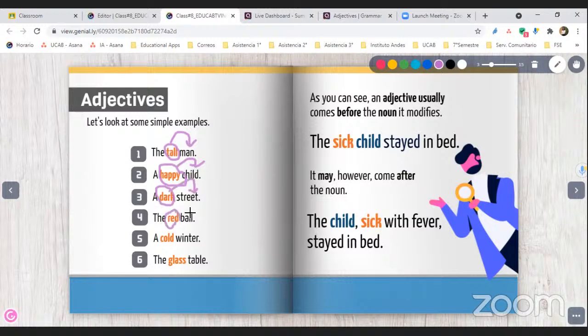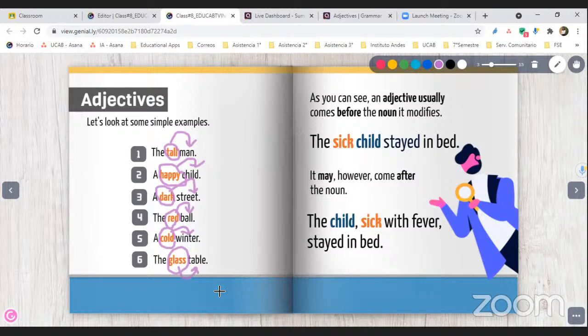The word red is describing the noun ball. Okay, we can have a blue ball, a small ball, a gigantic ball, I don't know, but here we have a red ball. We also have the word cold that is describing the winter. Okay, so the winter, it is supposed to be cold. We can have snow in winter, like for example, the kind that we have in Merida, okay? So a cold winter. The word cold is describing the noun winter. And the word glass is telling me what kind of table that is, because a table can be made of wood or it can be made of marble maybe, or it can be made of some other material, but here we have a glass table.